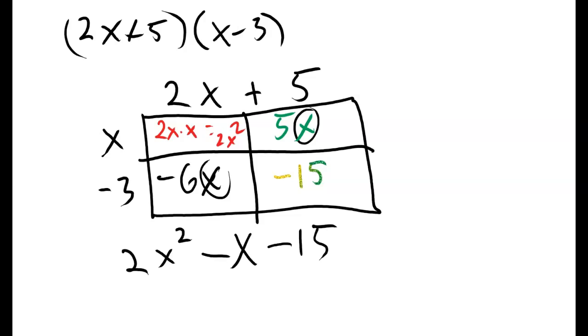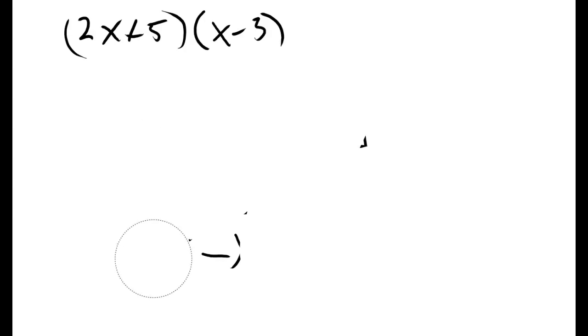All right, I'm going to erase this, and I'm going to write a new problem. I'm going to change my problem a little bit. I'm going to keep my 2x plus 5, but I'm going to change this to x squared plus 4x minus 7.